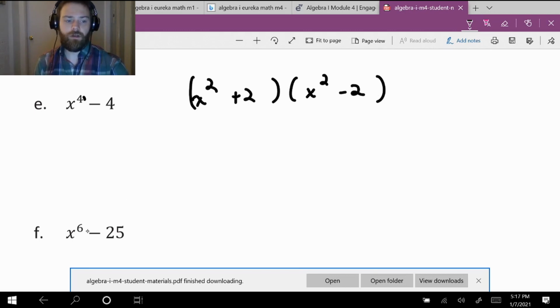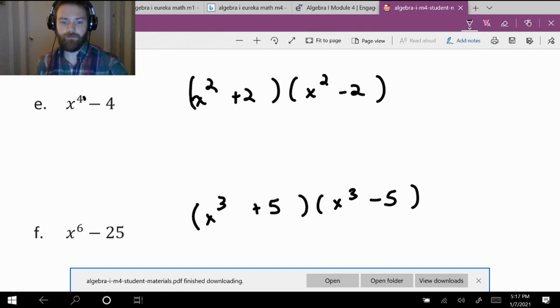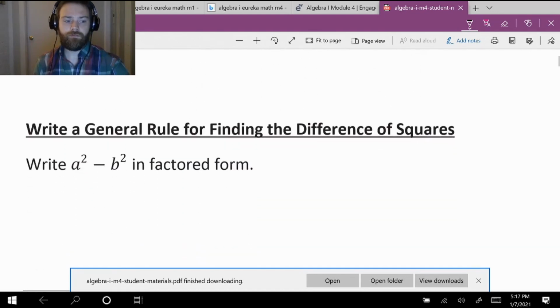And then down here, it's really similar. So down here, 6 divided by 2 would be 3. So I'd get x cubed and x cubed here. So 25 becomes 5 and negative 5.